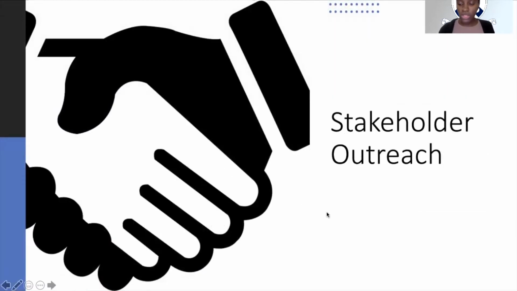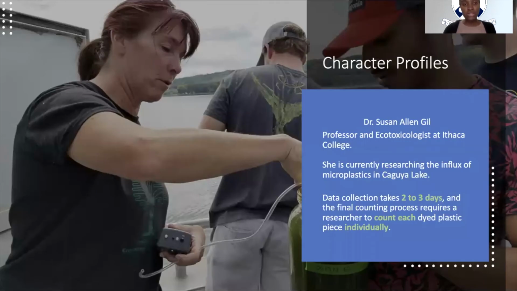We talked to a number of stakeholders to gain more insights on this problem. One of them is a professor who is researching the influx of microplastics in Kerguelen. Her data collection took 2 to 3 days, and she reported that she had to count each dyed microplastic piece individually when she was post-processing the samples.